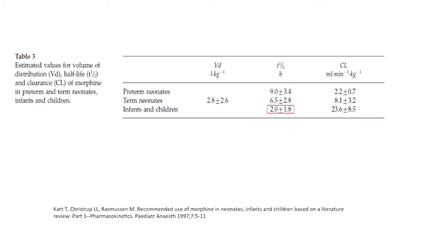The same per kilo dose administered to term neonates had a mean half-life of 6.5 hours, and that same per kilo dose of morphine administered to preterm neonates showed a half-life of 9 hours, further emphasizing the importance of age and development on both the metabolism and excretion of opioid medications.